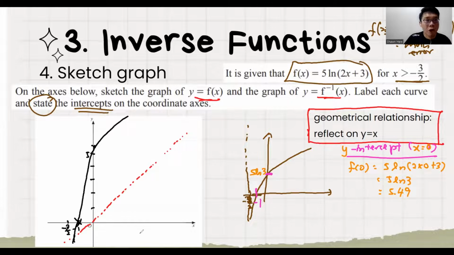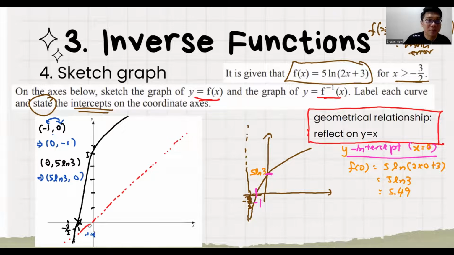Okay, and then how about your inverse function? For your inverse function, you just write down the coordinates that you know for your original graph. The coordinates that you know for the original graph are (-1, 0) and (0, 5 ln 3). So after you know these two coordinates, you know the coordinates for the inverse function, which you just swap the x and y. So the first coordinate for your inverse function is (0, -1). The second coordinate for your inverse function is (5 ln 3, 0).